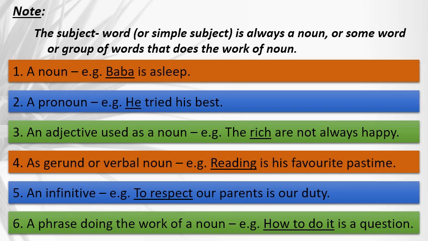So remember one thing, a simple sentence contains only one independent clause. An independent clause is a group of words that has a subject and a verb and can stand alone as a complete thought. So these kinds of sentences have only one independent clause and they don't contain any subordinate clause. That is why these sentences are called simple sentences.